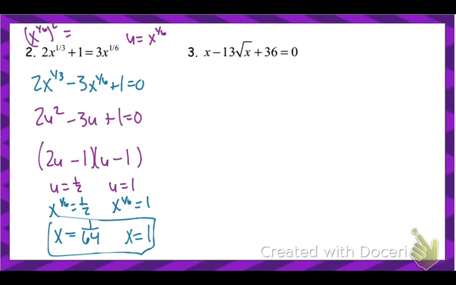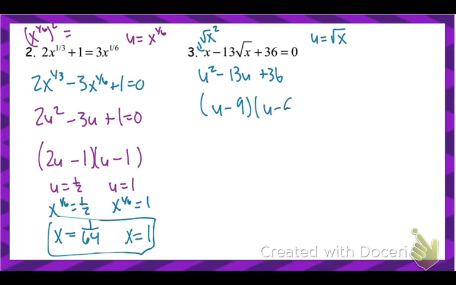Again, same idea on the last one, it's just figuring out what we need to plug in for our u. In this case, I'm going to let u equal the square root of x, because the square root of x squared is just x. That gives me u squared minus 13u plus 36. Again, we can factor this. So this is going to factor into u minus 9 and u minus 4.